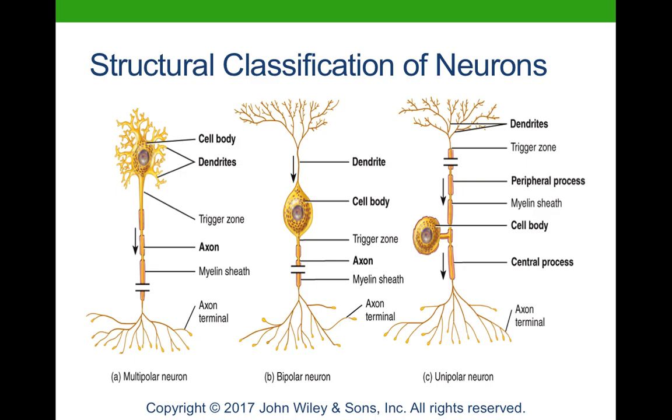Both structural and functional features are used to classify the various neurons in the body. Structurally, neurons can be classified on the basis of the number of processes extending from the cell body.